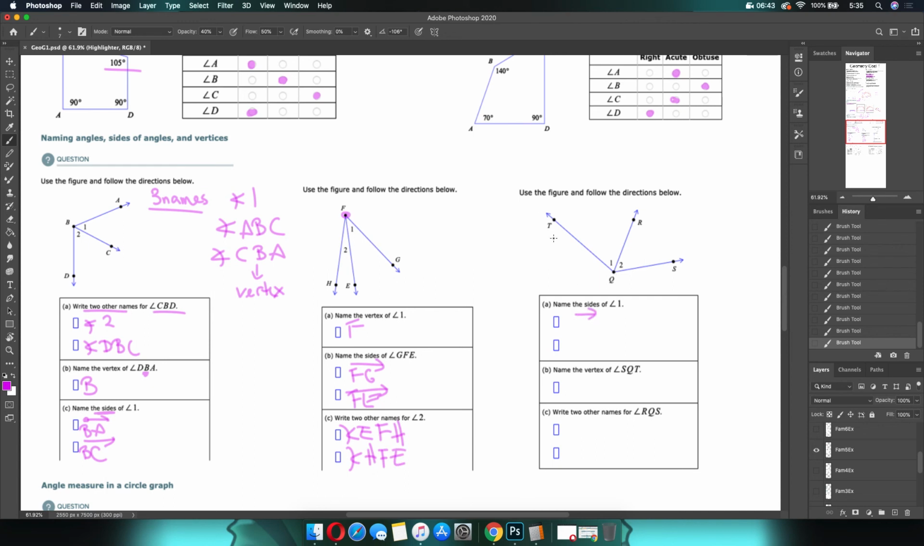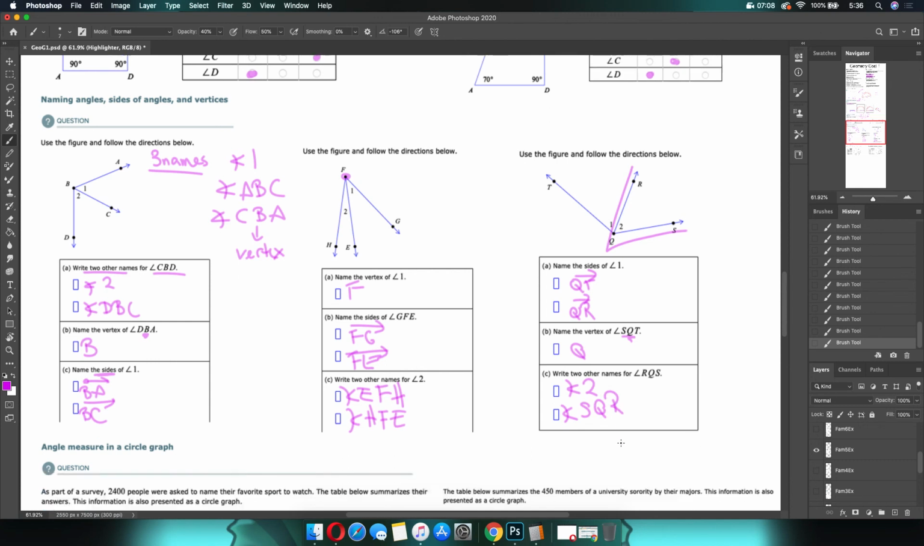Sides of 1, so that's the rays. So we have QT, oh, what a cutie. And then what's the other option? QR. Well, there's nothing quite as good for that. There's no pun there. Vertex of SQT is going to be Q because that's our middle letter. The two other names for RQS, so we can do angle 2, or we can reverse the letters and say angle SQR.